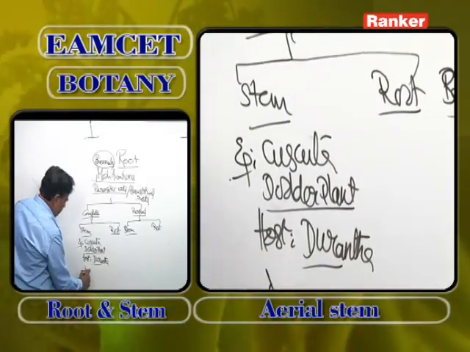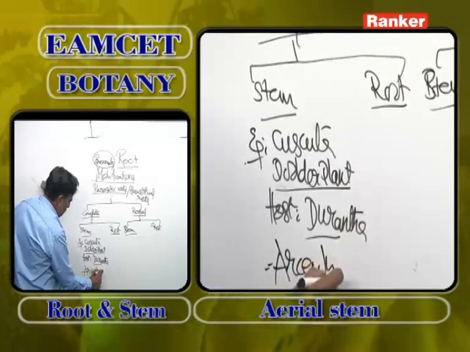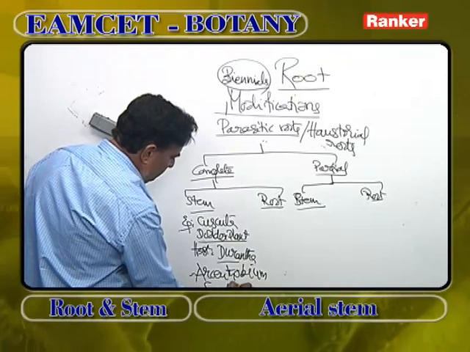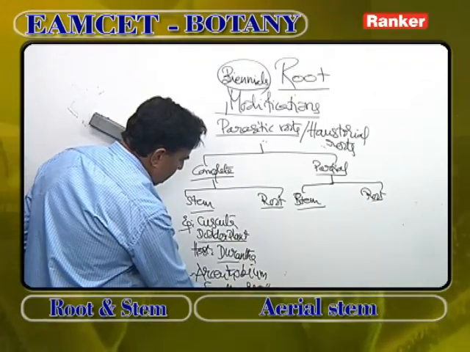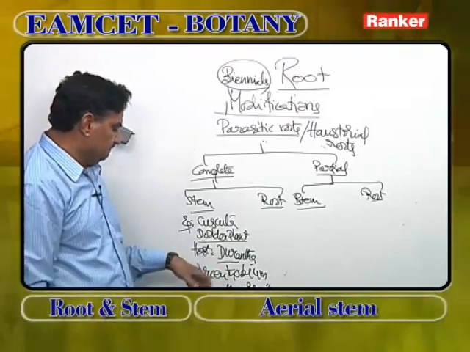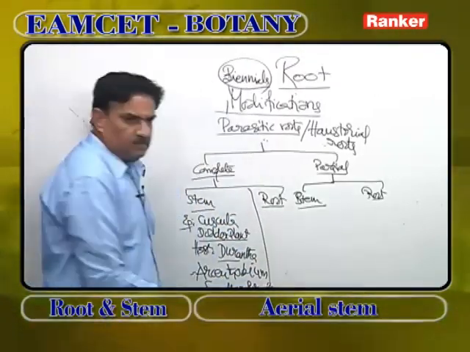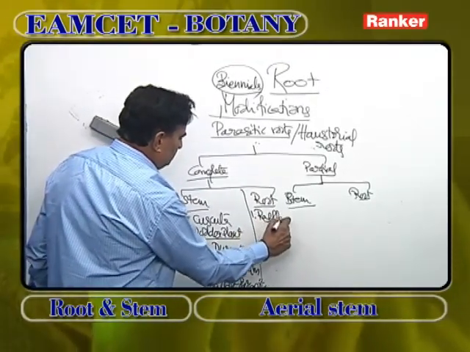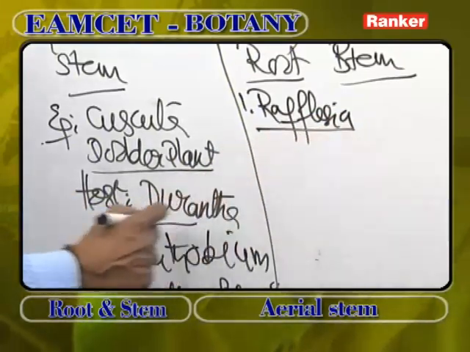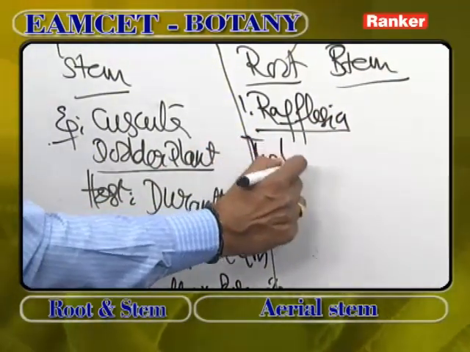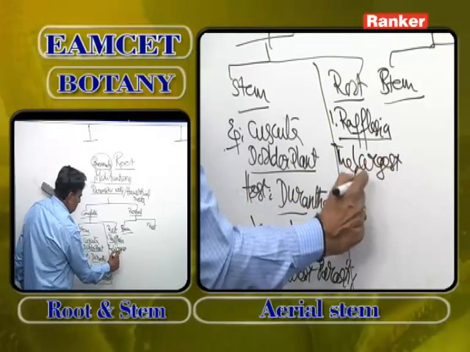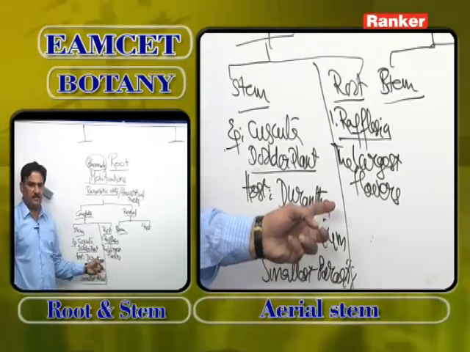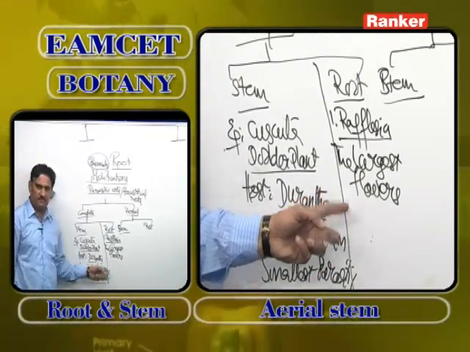And there is another complete stem parasite called Arceuthobium. Arceuthobium is regarded as the smallest parasitic plant. Then for complete root parasites, the best example is Rafflesia. Rafflesia is a complete root parasite with the largest flowers in the plant kingdom. So you have to remember this: the largest flowers of the plant kingdom are found in Rafflesia.